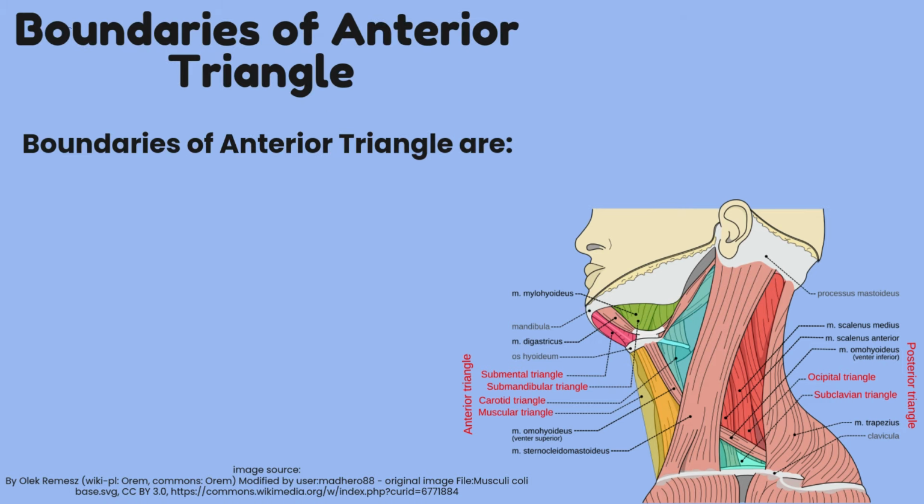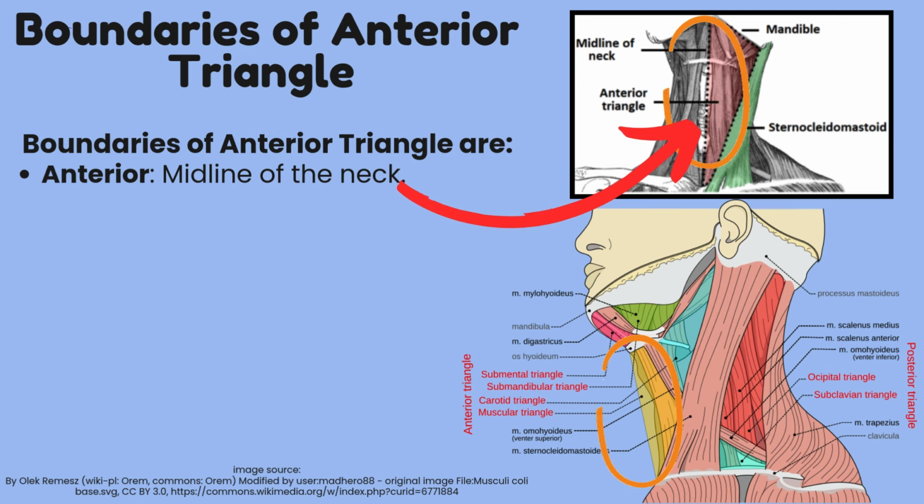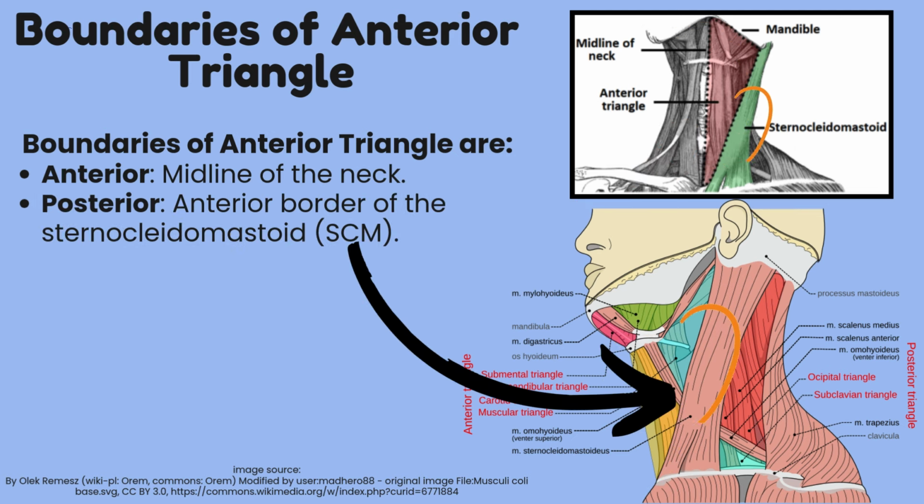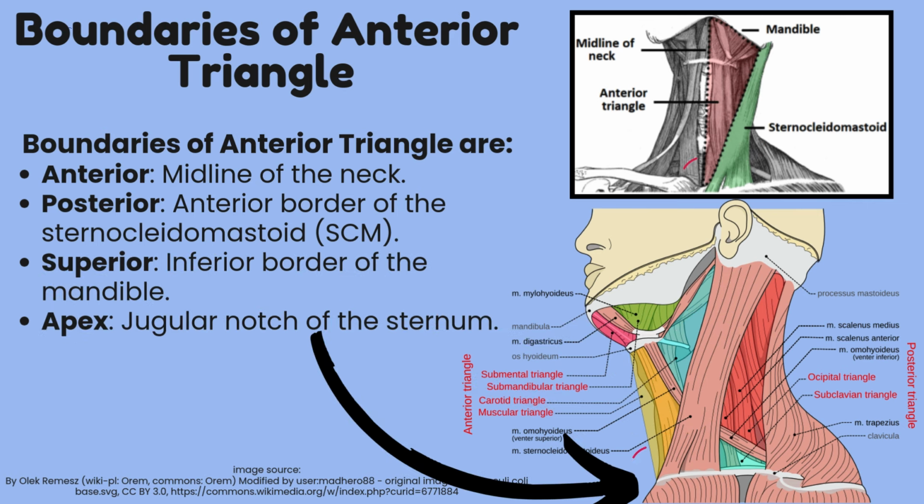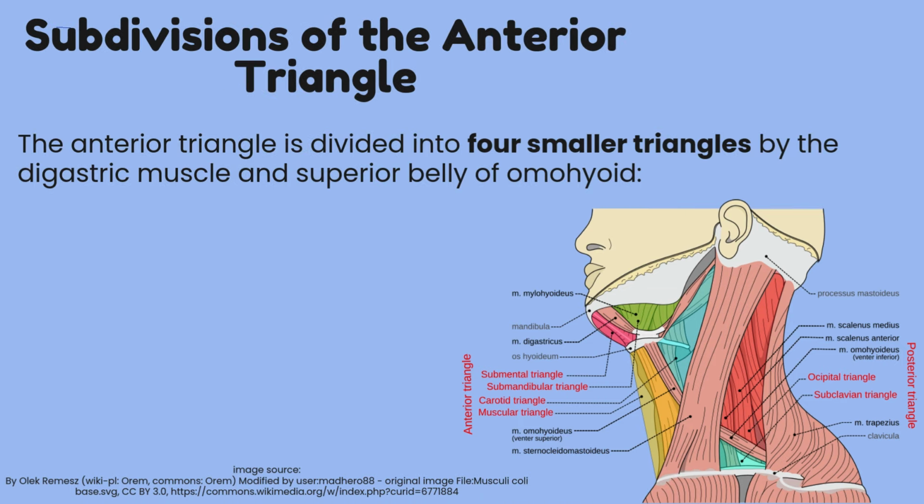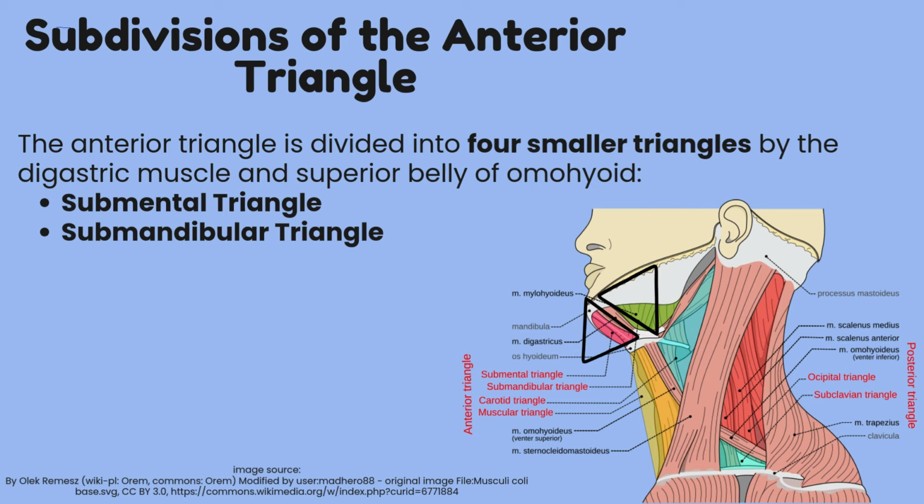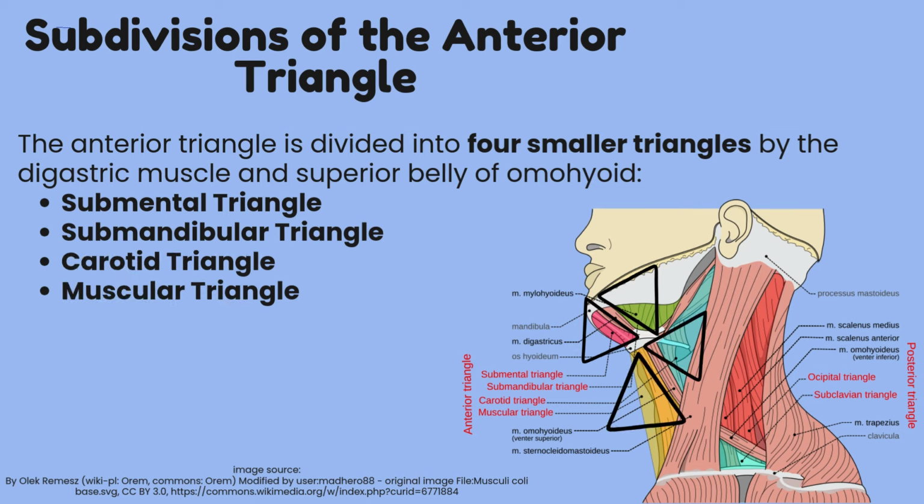Boundaries of the anterior triangle are: its anterior boundary is the midline of the neck. Its posterior boundary is the anterior border of the sternocleidomastoid muscle. Its superior boundary is the inferior border of the mandible. Its apex is at the jugular notch of the sternum. The anterior triangle is divided into 4 smaller triangles by the digastric muscle and the superior belly of the omohyoid. These 4 triangles are: submental triangle, submandibular triangle, carotid triangle, and muscular triangle.